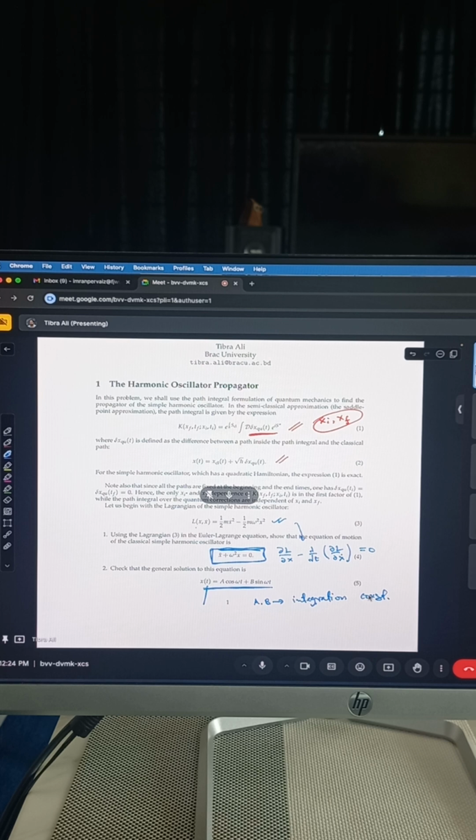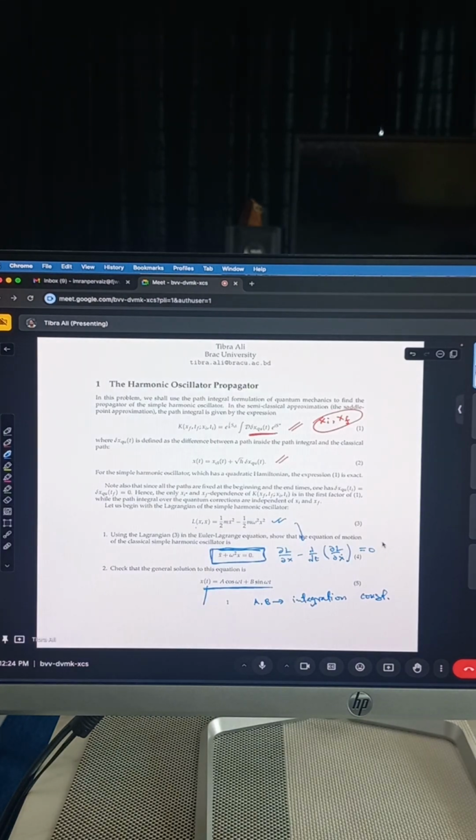So, Tibra, I have a question. So you are here, right? Yes. So, simple harmonic oscillator is a very simple thing to visualize. When we say the propagator, that means we are imagining that you go from one oscillation state to another, and the propagator will tell us about that. But it's such a complicated expression for that.